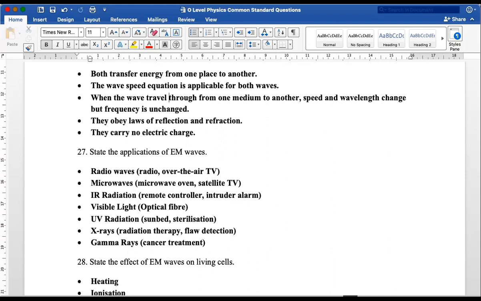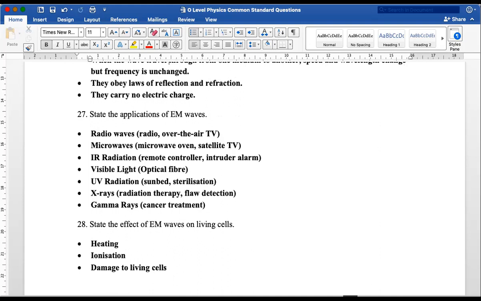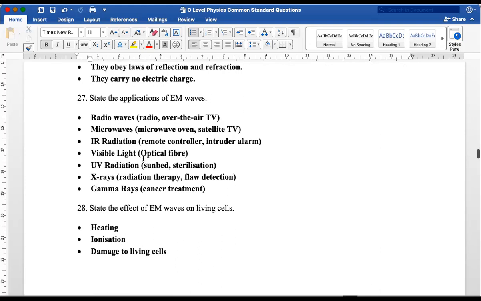State the applications of EM wave. Radio wave: radio, microwave, microwave oven, or satellite TV. Infrared radiation: remote controller or intruder alarm. Visible light: optical fiber, or enables us to see our surroundings. UV radiation: sunbathe, or sterilization. X-ray: radiation therapy or flaw detection.